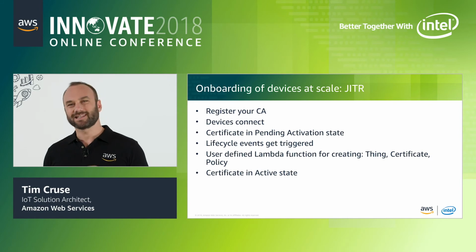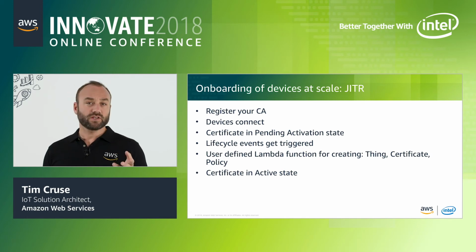Just-in-time registration is slightly different, effectively achieving almost the same thing. Devices auto-register themselves, but the actual provisioning of thing, policy, and certificate attachment is left under your complete control through the use of Lambda functions.